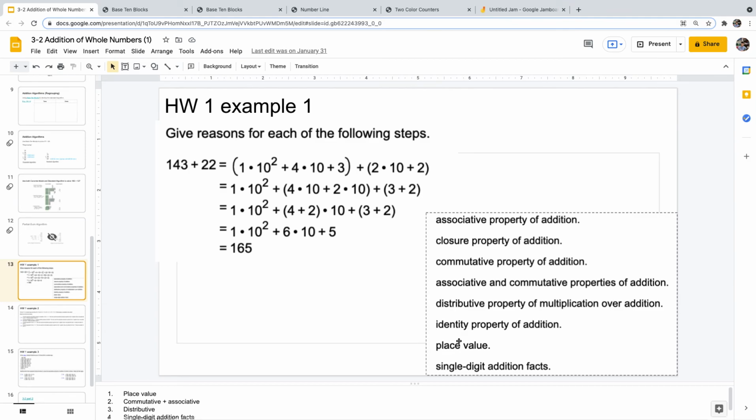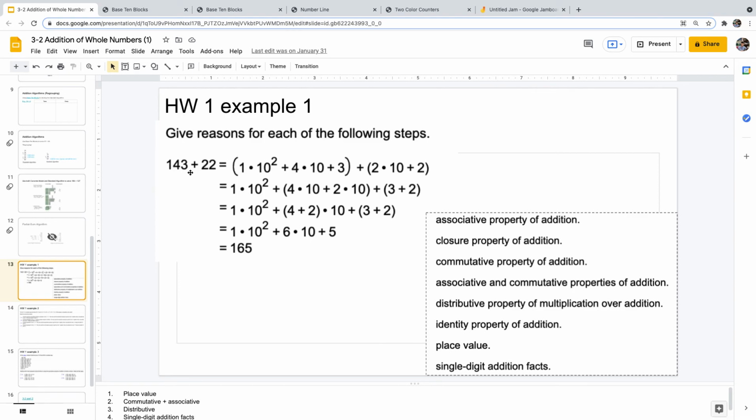And identity property, we know you keep yourself by adding 0. Place value, we know whether it is tens place, hundreds place, thousands place, and so on. That's place value. Single digit addition facts, we know like 3 plus 2 is 5. Those are single digit addition facts. So let's take a look.